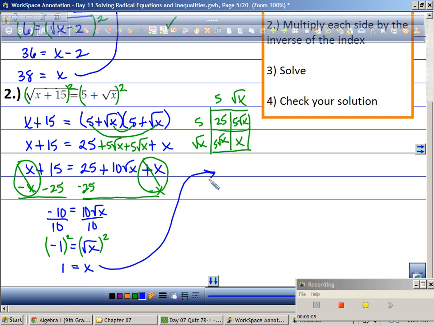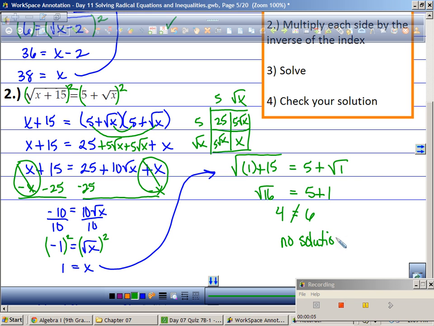So let's check. I have an answer, so the square root of 1 plus 15 should equal 5 plus the square root of 1. This is the square root of 16, right? That could be 1 squared. Does 4 equal 6? No. So that did create a problem. Our answer is no solution. So you have to check these to make sure that you have a solution.